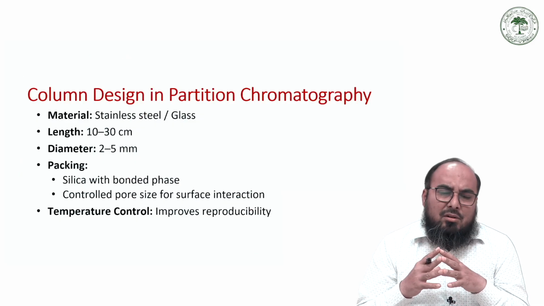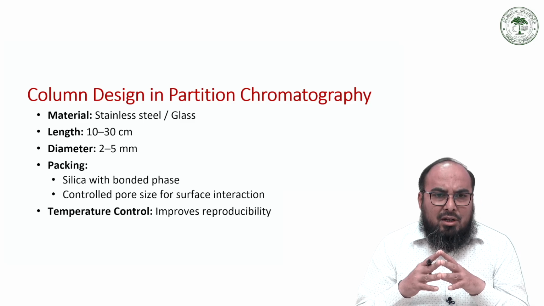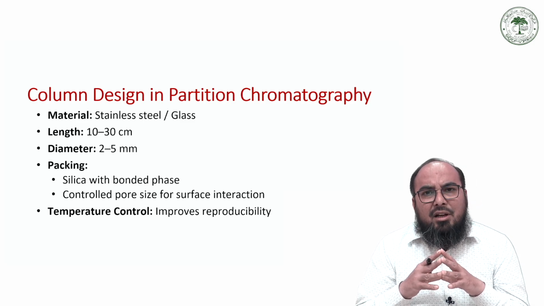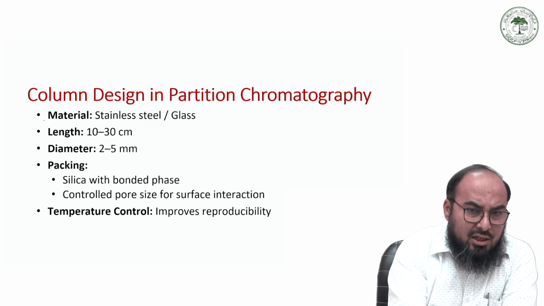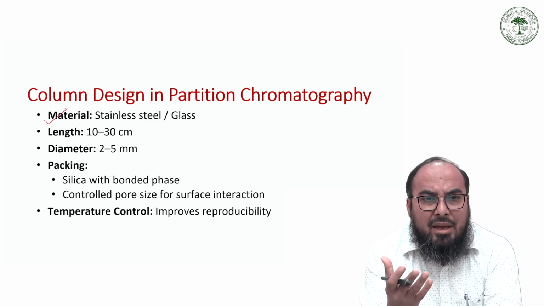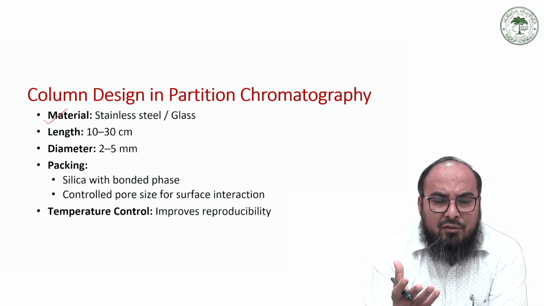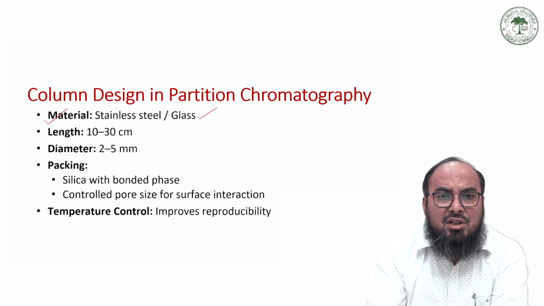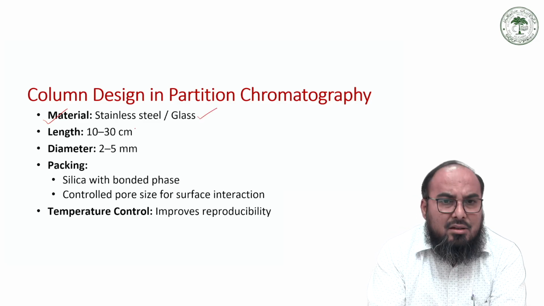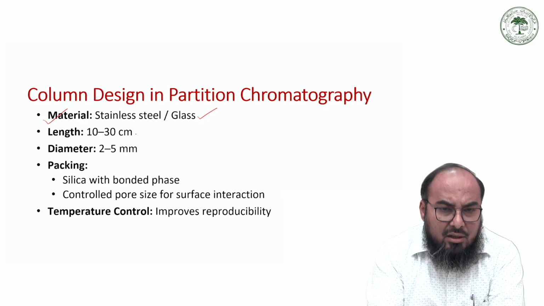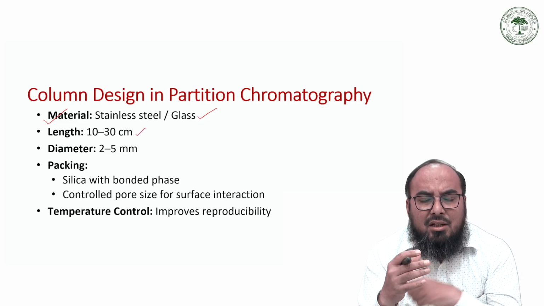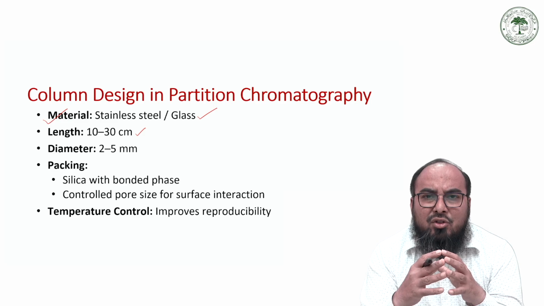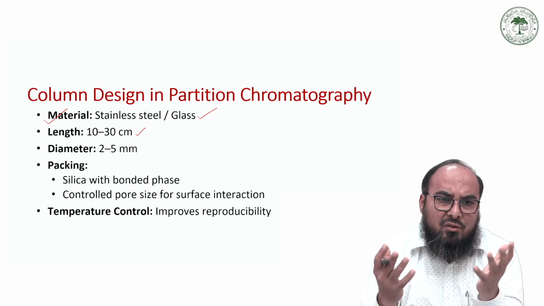Let us explore the column design in partition chromatography. Here again the material has to be of very good tensile strength. So stainless steel is very good for making the column for partition chromatography. Otherwise you can use fused silica glass. The length varies from 10 to 30 centimeter, and of course the greater the length, the better the efficiency, because the number of theoretical plates will increase.